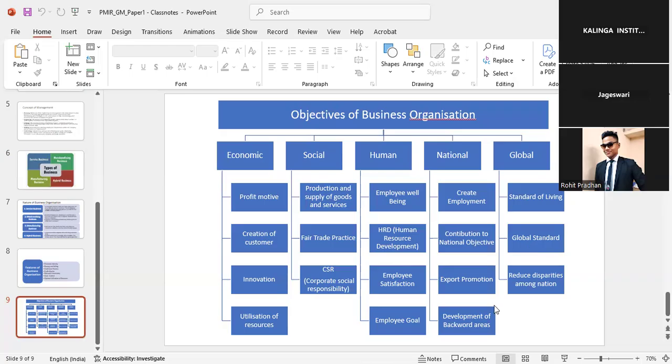Under each of these objectives, what are the different activities one business can do, or how these different objectives can be categorized in different heads. So in this slide it's given. I have shared this slide with you to go through it.